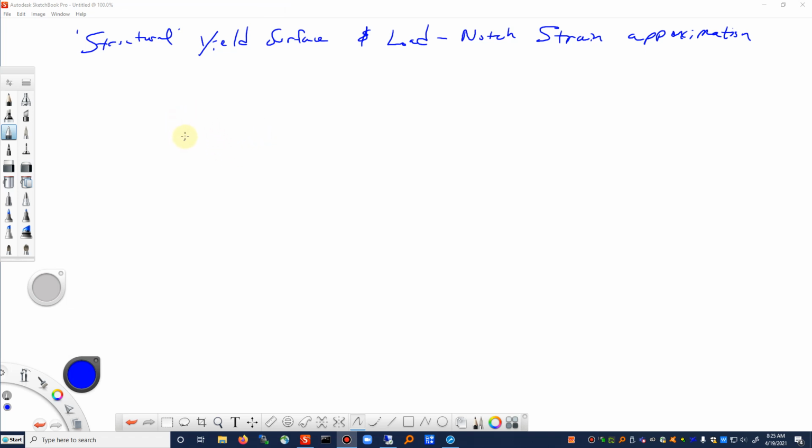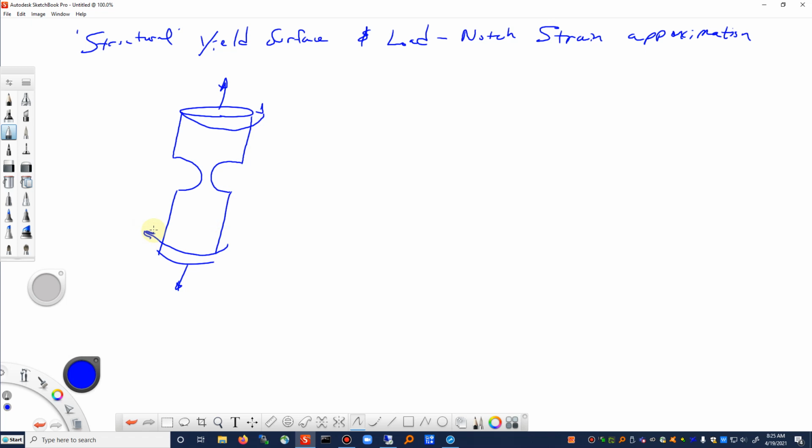All right, so with the structural yield surface, we're going to start off with just considering a special case. We'll see how that works, and then we'll generalize this. So suppose we have a notched bar that's in tension and torsion. So we have multiaxial loads. I didn't do a great job of drawing that notch, but it's a circumferential groove. It goes all the way around that.